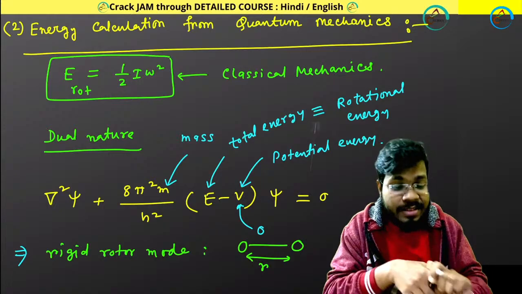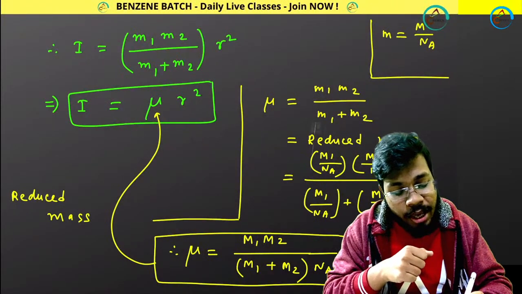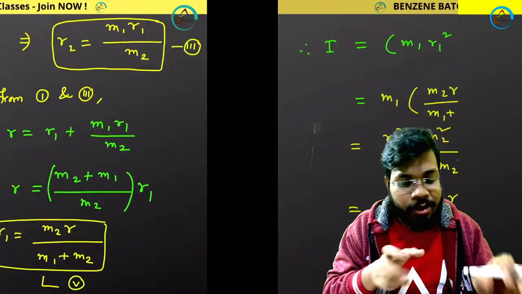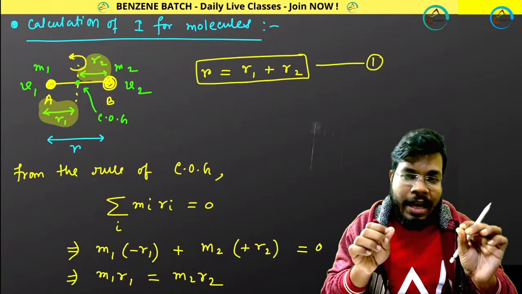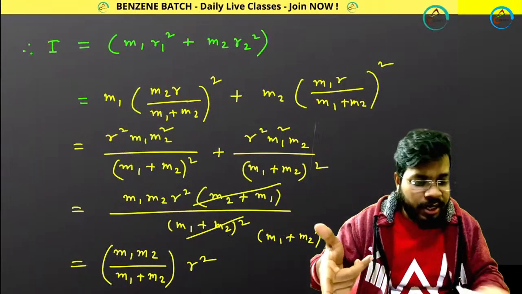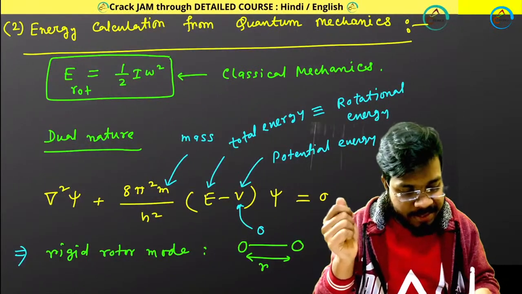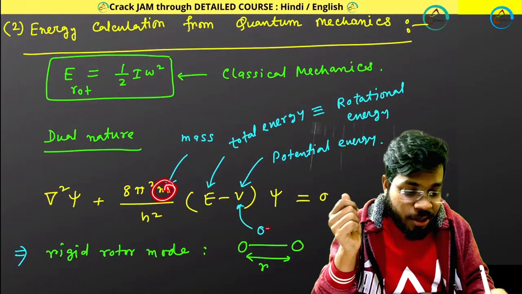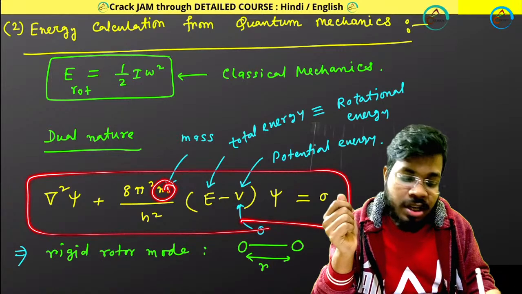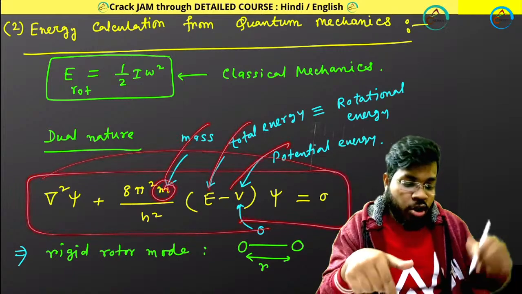As in the last video I have already shown you, whenever a molecule is rotating, the molecule will have a moment of inertia. So you will be incorporating moment of inertia in the place of mass. Now if I change my Schrodinger equation by considering mass, total energy and potential energy, what will be my value?